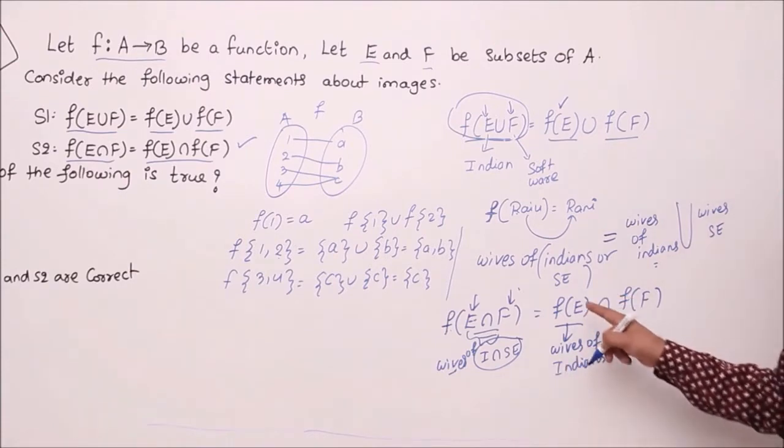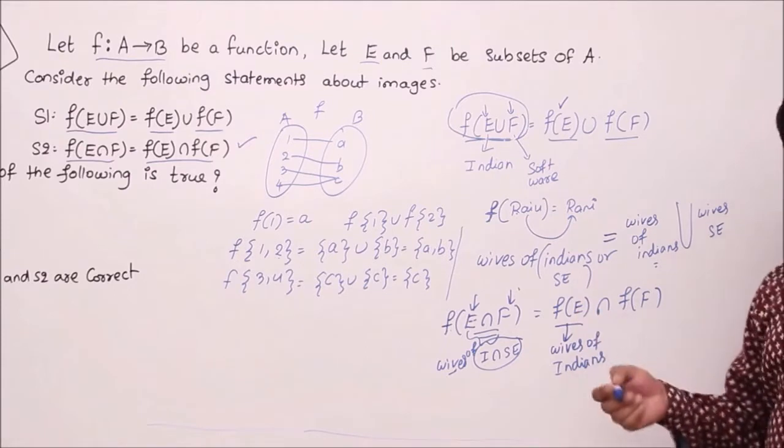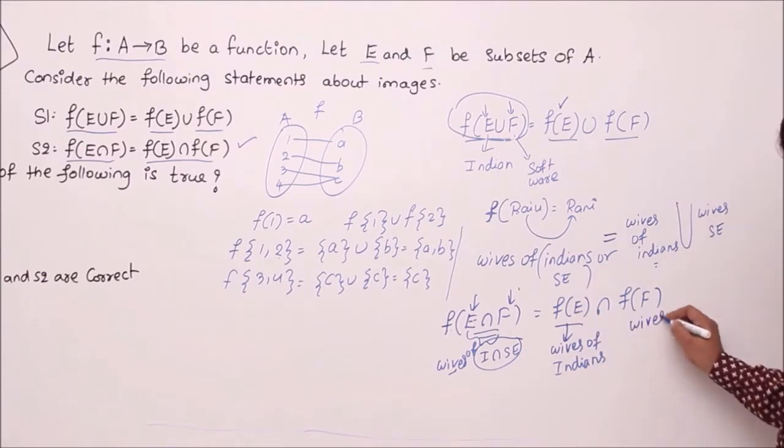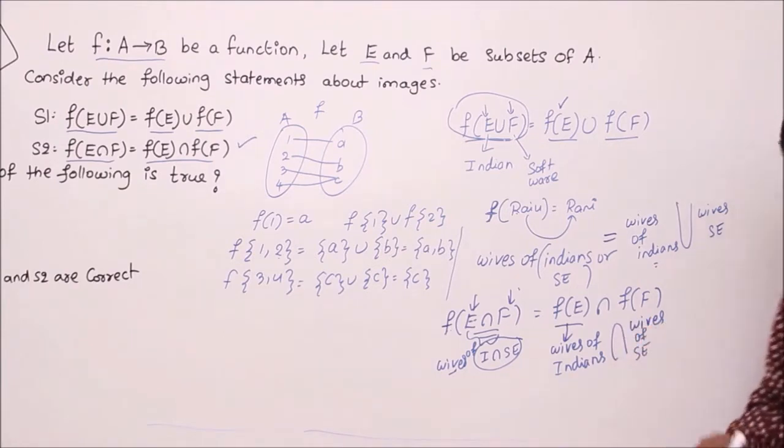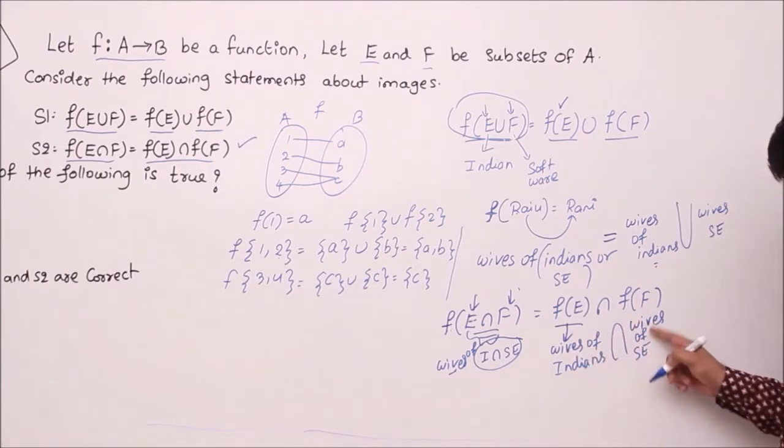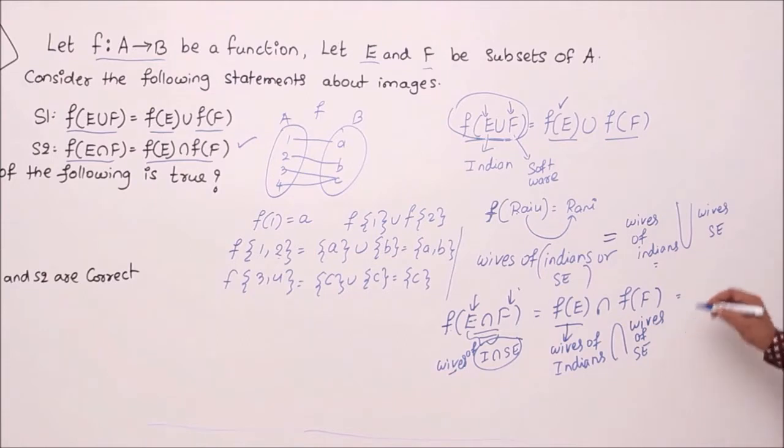Correct, because E is a set of Indians, f of E is nothing but wives of Indians. Similarly, it is wives of software engineers. If I do intersection, you get what? Wives of Indians, wives of software engineers, you get common wives, right? So there is a difference. Try to understand. Common wives.